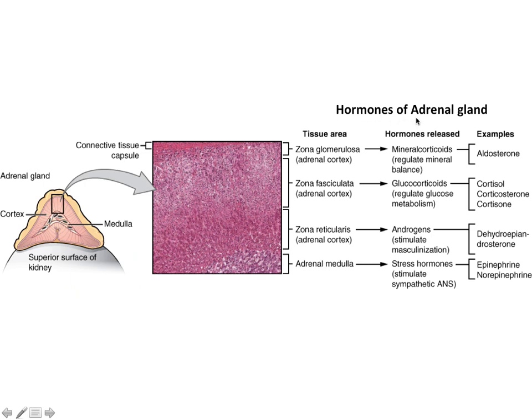Here you can see the hormones of adrenal gland. As I have already discussed, the cortex part is made up of three main layers. First is zona glomerulosa. It secretes mineralocorticoids, particularly the aldosterone hormone. Zona fasciculata, that is the middle part of adrenal cortex, secretes glucocorticoids, and particularly cortisol is the important hormone of zona fasciculata. And the innermost part of cortex is zona reticularis, and it secretes androgens.